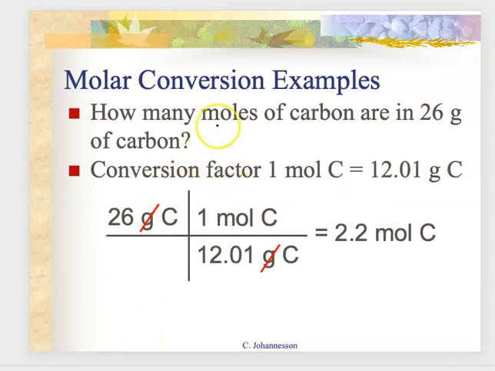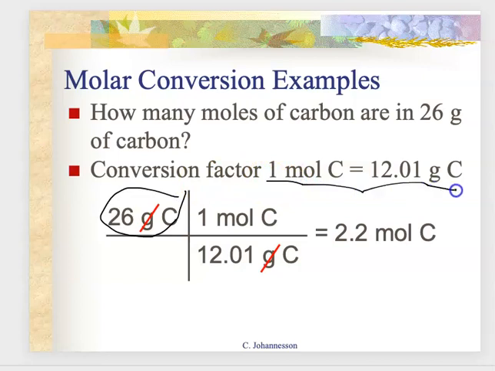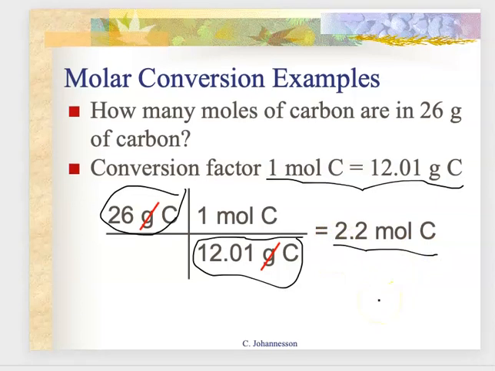If I'm using the conversion factor method, I write down the number I start with, 26 grams of carbon. I'm using the conversion factor, 1 mole of carbon is 12.01 grams of carbon. I'm going to make sure I put the mass on the bottom so I can cancel those grams out. And 1 mole of carbon goes on the top, so I can cancel my units out. Essentially, I'm doing the same math I did on the previous slide, dividing 26 by 12.01 to get 2.2 moles of carbon.